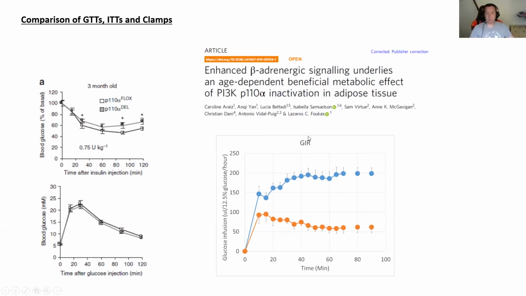And so this is the glucose infusion rate, the glucose we're infusing, and you can see the blue is the wild types and the red is the P110 alpha knockouts. It's in the paper as well as a bar chart, whereas this is just showing it over time. And so you can see these differentials in ITTs and GTTs become this in the context of a clamp, where we can select insulin doses very specifically, and we can control a lot of the variables that can muck about with ITTs and GTTs.